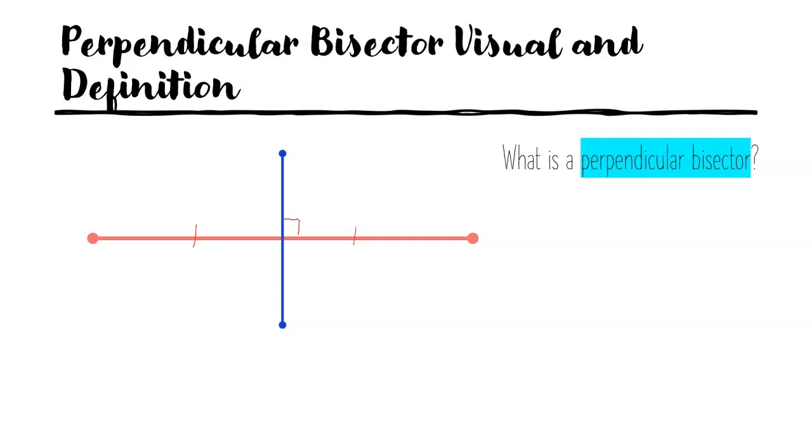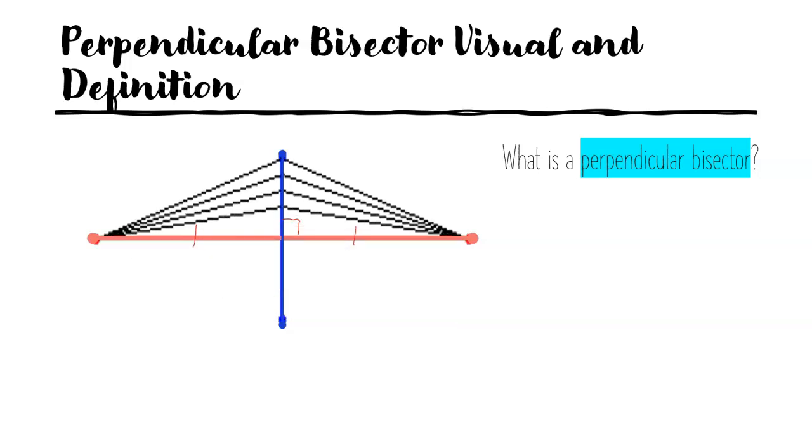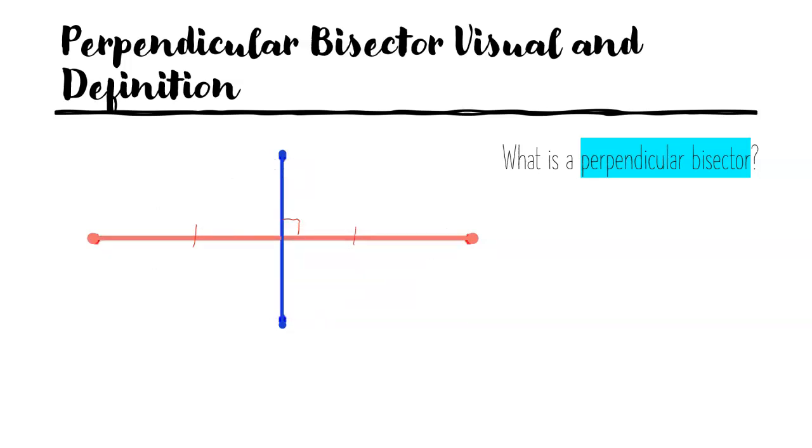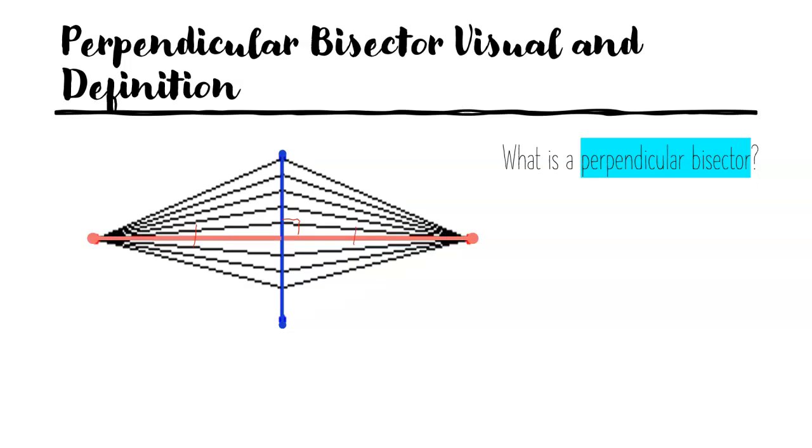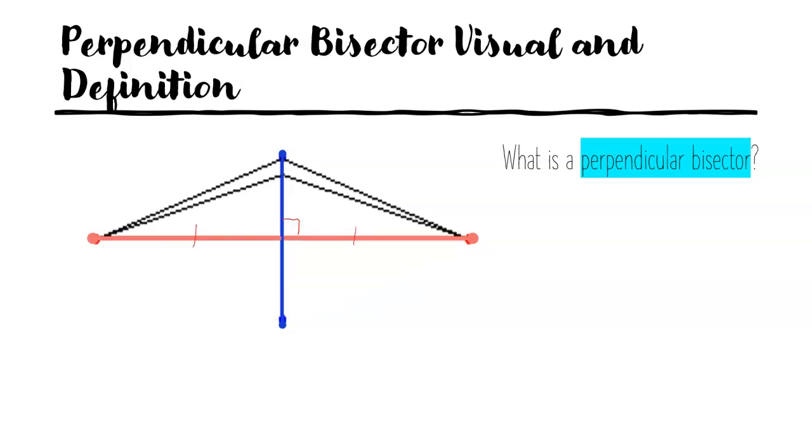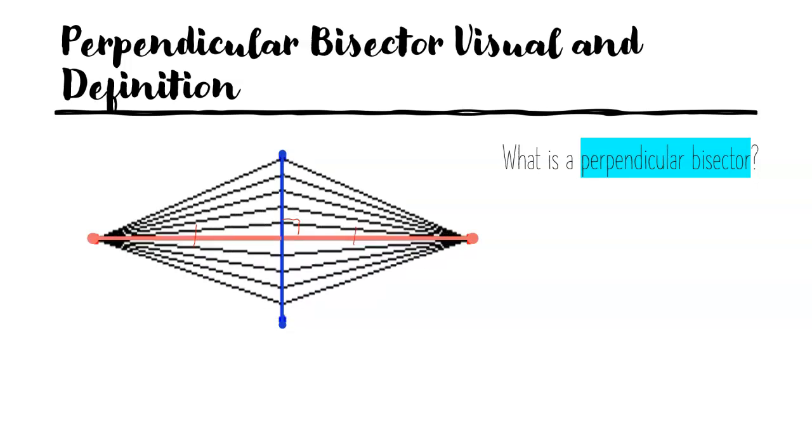What the theorem says is that if you have any point on the bisector, on that blue line segment, it will be the same distance away from the two endpoints. So any point on the blue line segment will give you the same distance to the two endpoints of the red line segment.